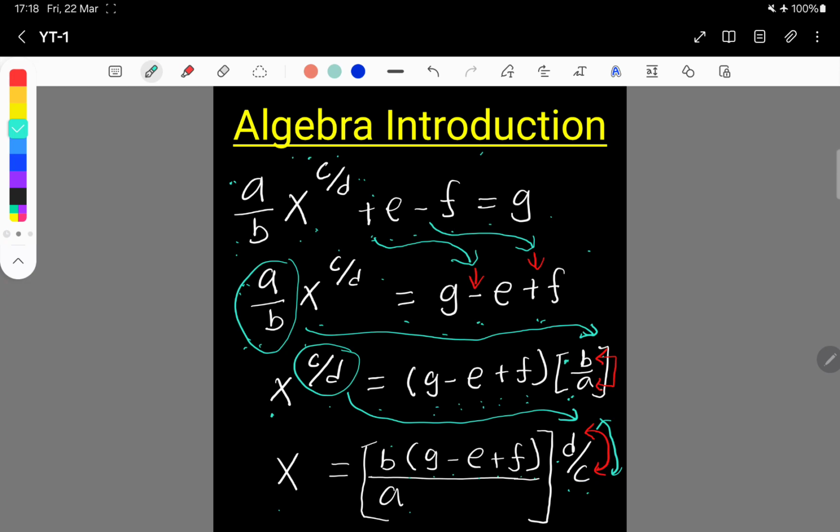In this lesson what you learn is that whenever you move the positive and negative to the right hand side, it will exchange: positive becomes negative, negative becomes positive. Whenever you move the multiplication and division to the right hand side, it will also go upside down, meaning division becomes multiplication and multiplication becomes division. And finally, when you move the power of c over the root of d to the right hand side, they will also go upside down, where the root of d becomes power and the power of c becomes root. So that's all for today's lesson.